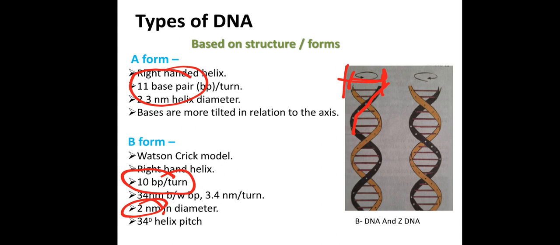And even the pitch of the helix is 34 angstroms. It is found at 92% relative humidity, and when the ionic strength is low, very low. In that condition you are going to see the B DNA form. Almost all the DNA present in living cells is in B form. So whenever we say the genetic material passes information from one generation to another generation, we are referring to the B form and not to the A form or any other forms that are present.